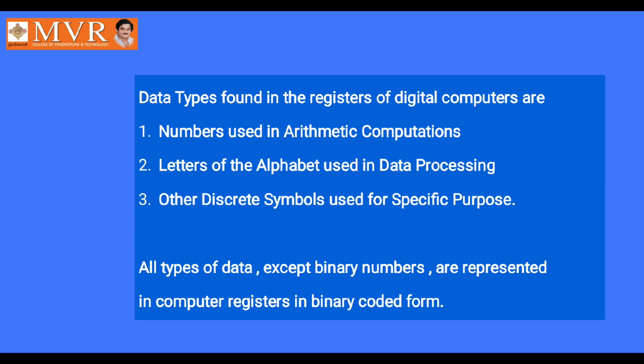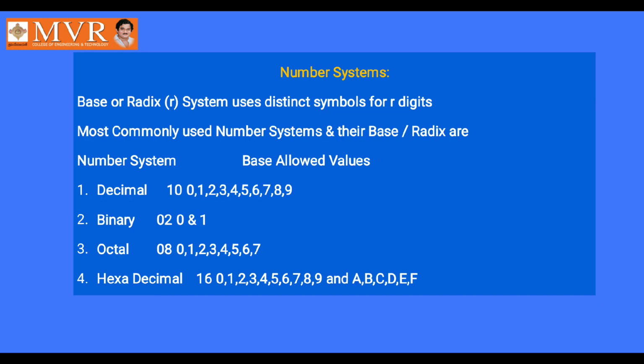So what is the difference between binary numbers and the binary coded form? We will know in the coming slides. Okay, now number system. The first part of the data types is number system, so we concentrate more on number systems here.